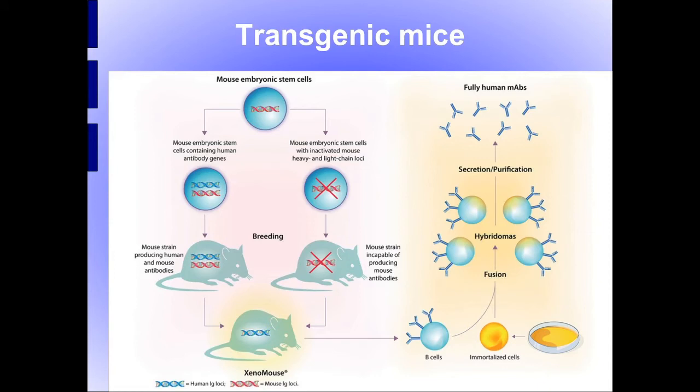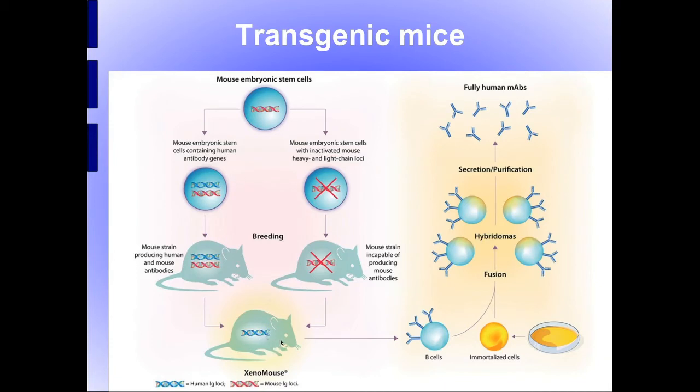Another technique is to use transgenic mice. What we do in these transgenic mice is to modify mouse embryonic stem cells such that we introduce antibody genes from humans. We also produce mice that have both their heavy and light chain loci inactivated. And then by breeding these two together, one which has both mouse and human antibodies and one which has neither, we can end up with just mice containing just the human antibody genes.